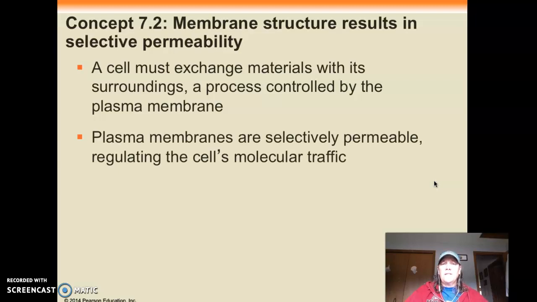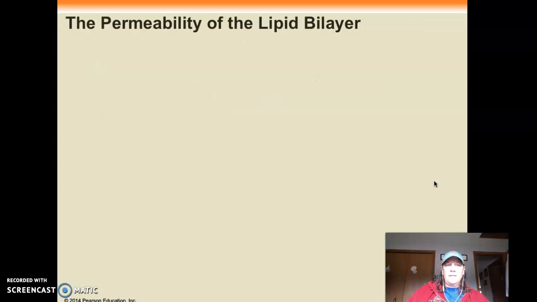The plasma membranes are selectively permeable, resulting in the cell's molecular traffic. It's a fancy way, again, of saying they're like a gate. They allow things in, they allow things out, but not everything. If it was just easy in and out, you'd start losing your organelles. The small organelles like the lysosomes and the peroxisomes would just sneak out. Can't allow that to happen. They've got to stay inside. So that's what the plasma membrane does.